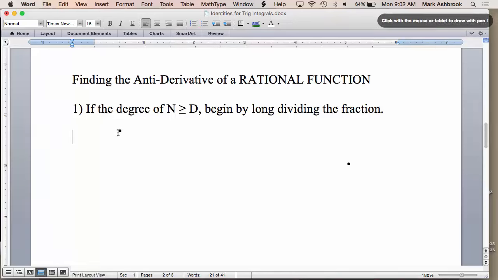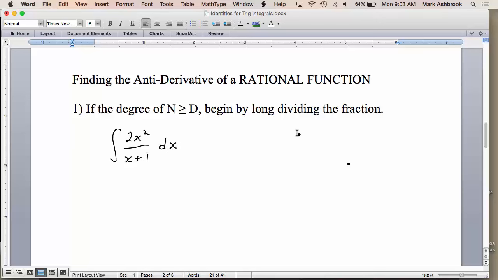Integral of 2x squared over x plus 1. So this is what we call a rational function. It's a fraction of two polynomials. And the first thing you look for is if the degree of the numerator is greater than or equal to the degree of the denominator, like this one, and like one that will come about in your homework, okay? If you're on the right track in your homework, you'll have a case like this. So you're going to long divide.